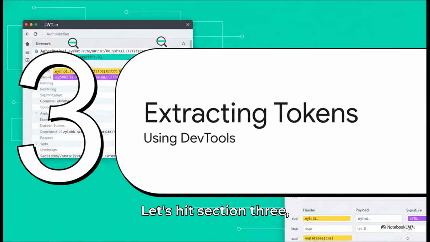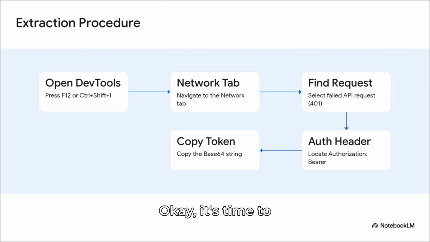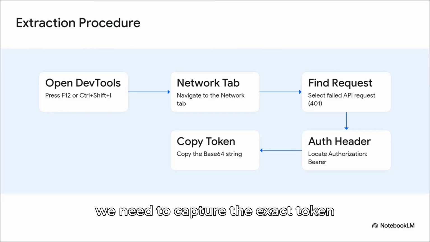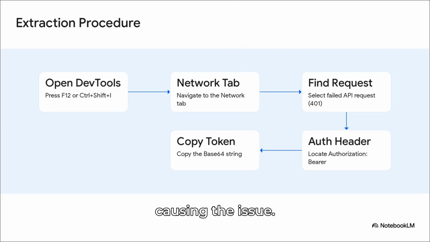Let's hit Section 3, Extracting Tokens with DevTools. Okay, it's time to roll up our sleeves. When a user reports a 401 error, we need to capture the exact token causing the issue. So here is your extraction procedure. Step 1. Open Developer Tools in Chrome, or Edge. Just hit F12 or Ctrl-Shift-I.